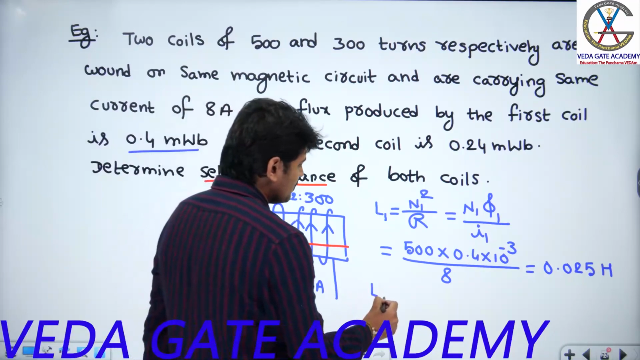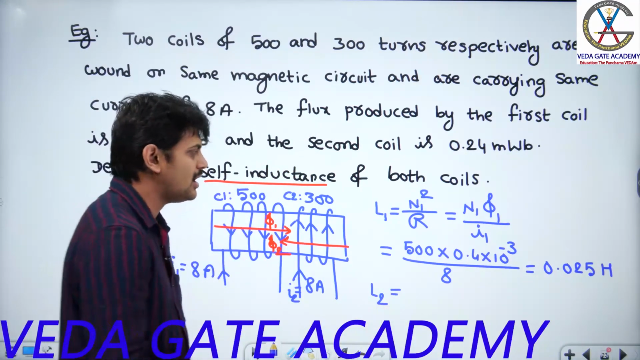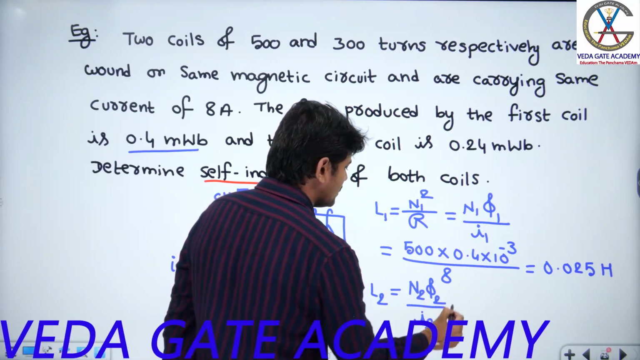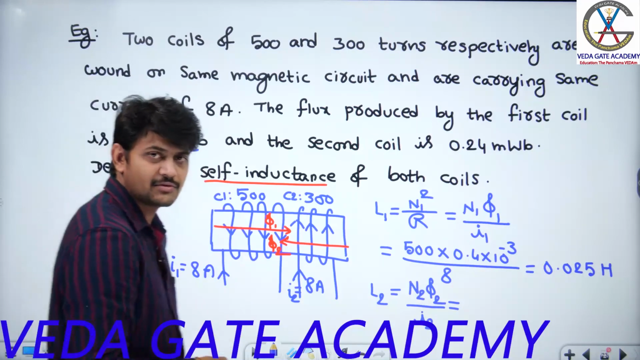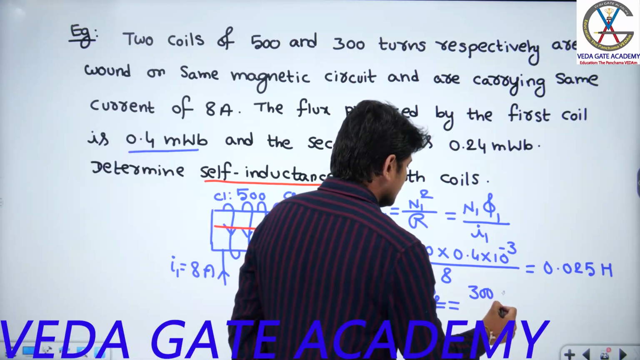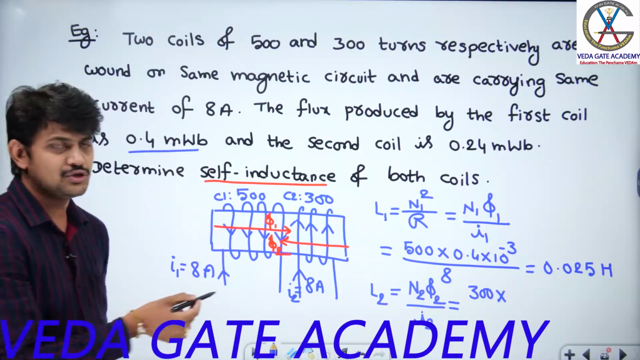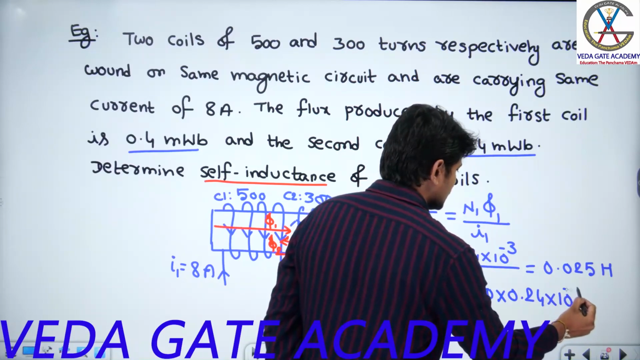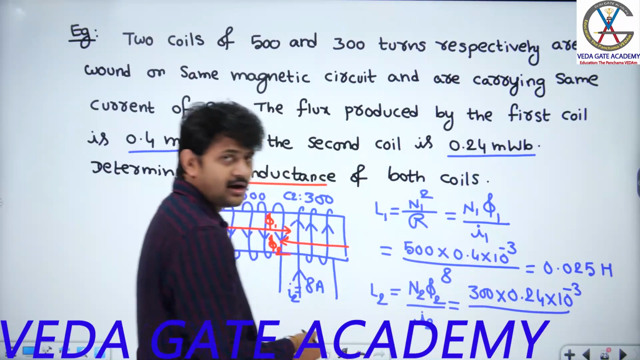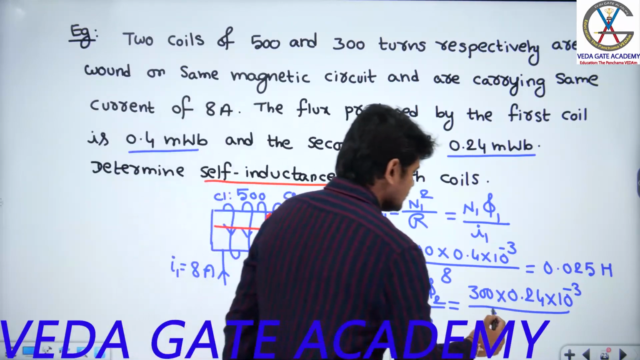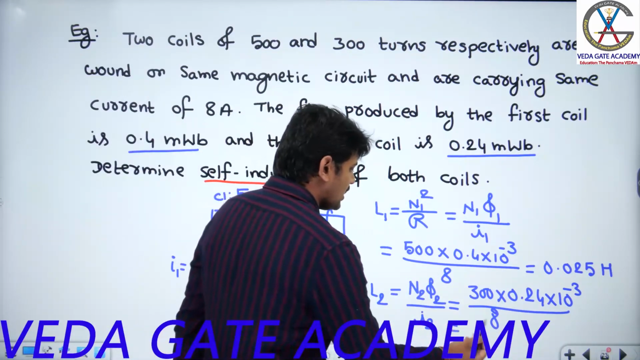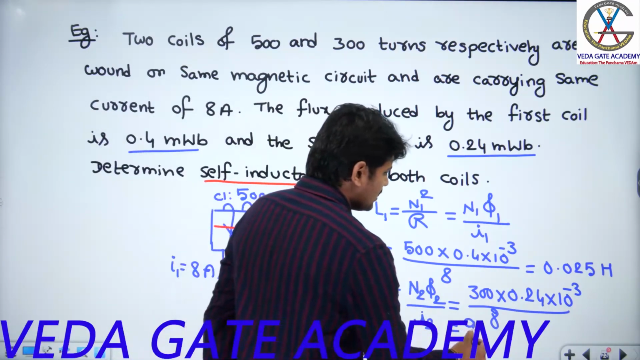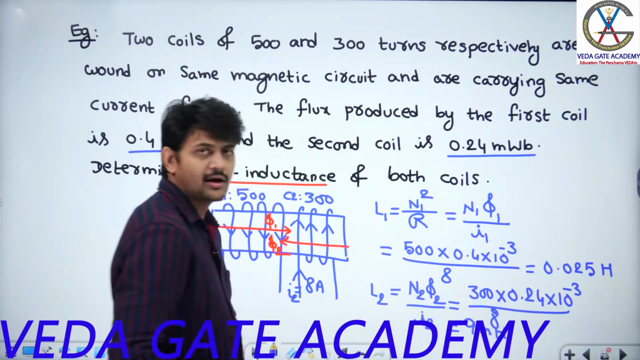Now if you want to determine the self-inductance of the second coil, again I can use a similar formula. Instead of N1, I write N2, phi 2, I2. The value of N2 is the number of turns of coil 2, which is 300, and the flux generated by coil 2 is 0.24 milliwebers. So you get 0.24 into 10 power minus 3, divided by the current carried by coil 2, which is 8 amperes, same. After doing the simplification, you get the self-inductance of coil 2 as 9 millihenries.